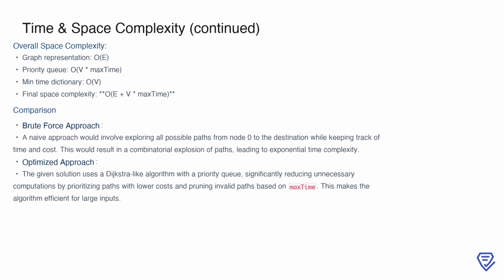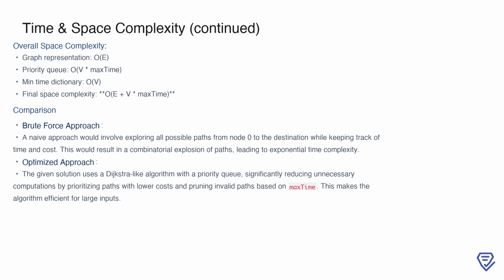To put this in perspective, let's compare the optimized approach to a brute force method. A naive solution would explore all possible paths from the source node to the destination while tracking cost and time. This would lead to a combinatorial explosion of possibilities, resulting in exponential time complexity. By contrast, the optimized solution uses a Dijkstra-like algorithm with a priority queue. This approach efficiently prioritizes paths with lower costs and prunes paths that exceed the max time constraint.